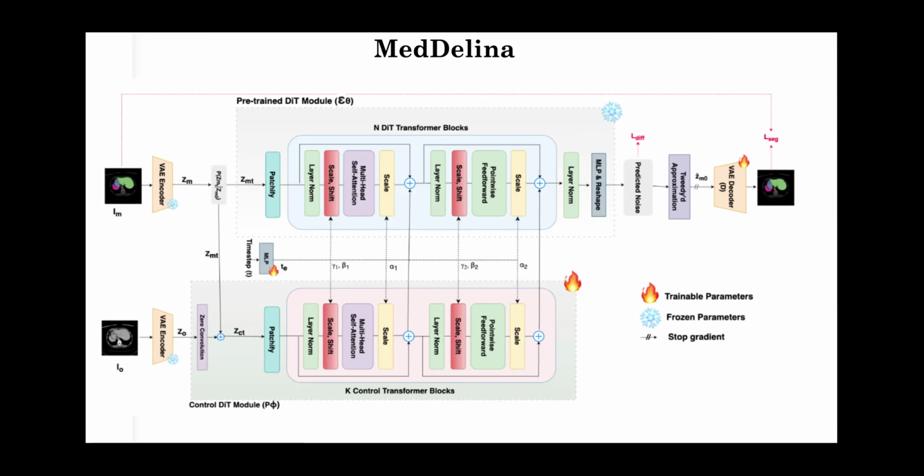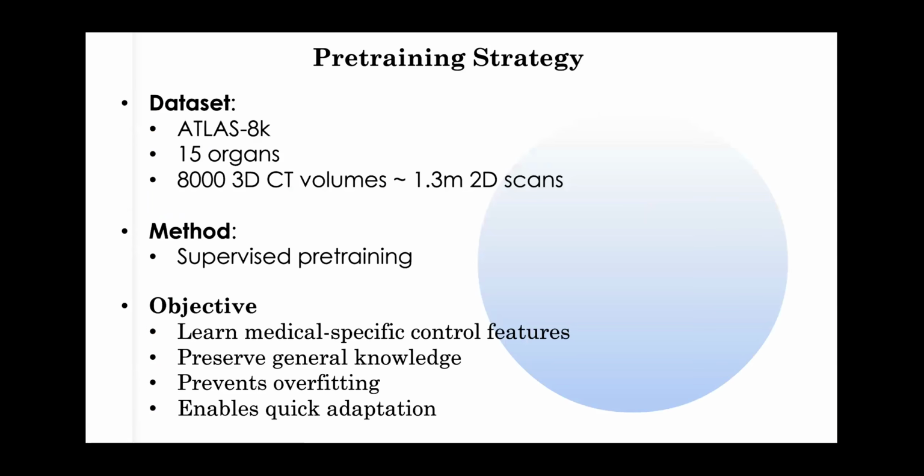Moving on to the next slide, we will see how we trained it and what we used for training this network. The dataset we use for this training is the Atlas 8K dataset, which contains 8,000 3D CT volumes, and we slice it across the 2D scans. Because our network works in 2D space, we get nearly 1.3 million 2D scans.